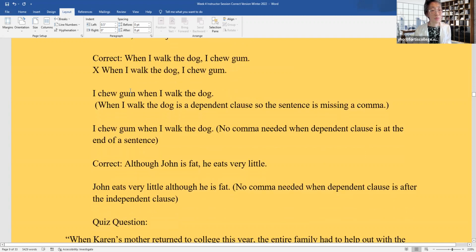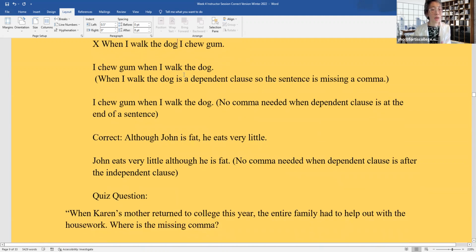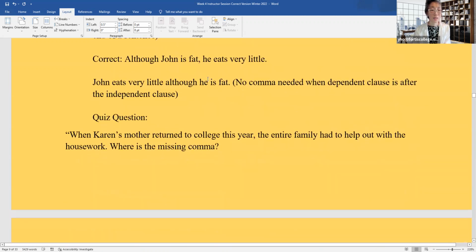I'm not sure why this is wrong. Isn't this the same sentence? I must have been showing some point, okay? It's more like, when I walk the dog, I chew gum. So that's incorrect. This becomes a run-on sentence. A run-on sentence is when you're missing punctuation. I chew gum when I walk the dog. This is a correct sentence because here you have the dependent clause at the end of the sentence. No comma is needed because the dependent clause is at the end of a sentence.